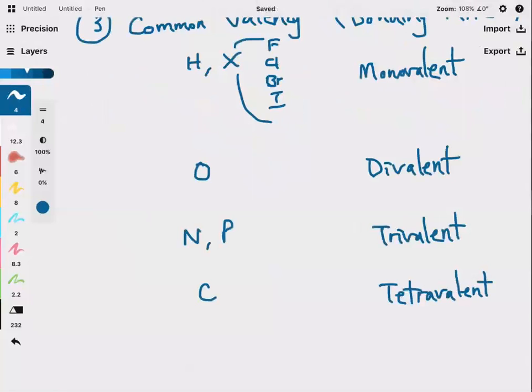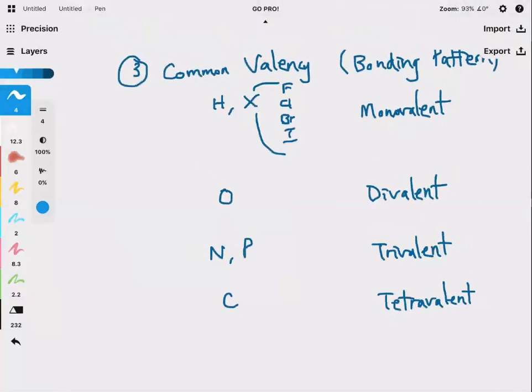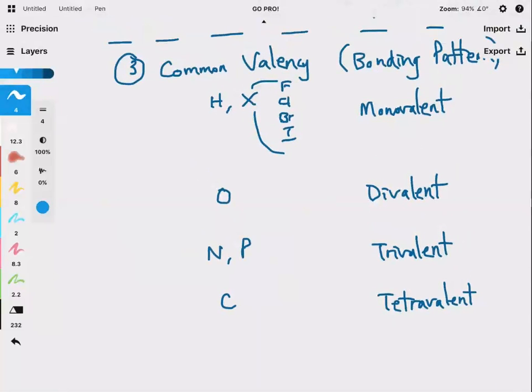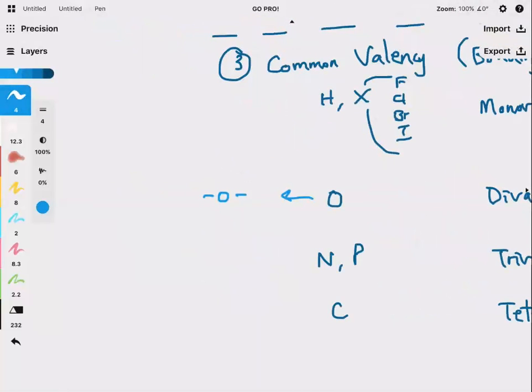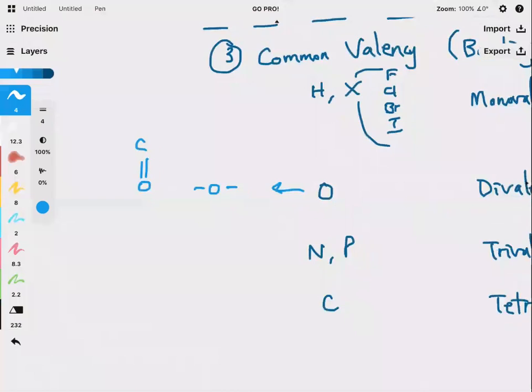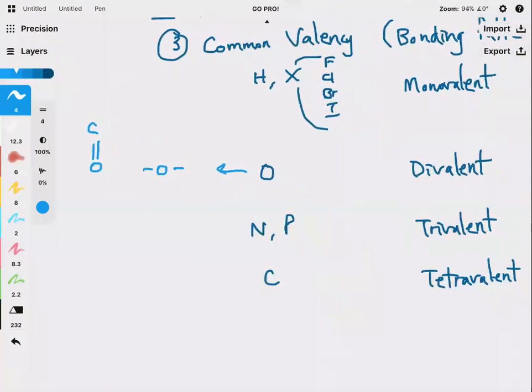So what does all this mean? It basically just means, for example, if you have an oxygen atom in your chemical structure, it's divalent, right? So it's going to want to be bonded to two other atoms, or it can be bonded to just one other atom, but it'll be double bonded. So like, let's say to a carbon, for example, that's divalent.